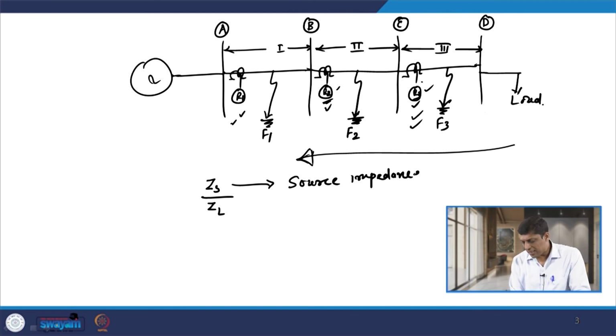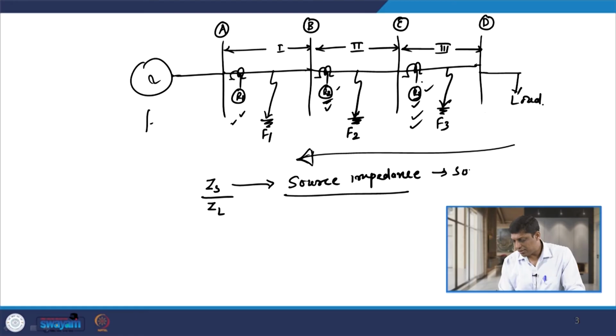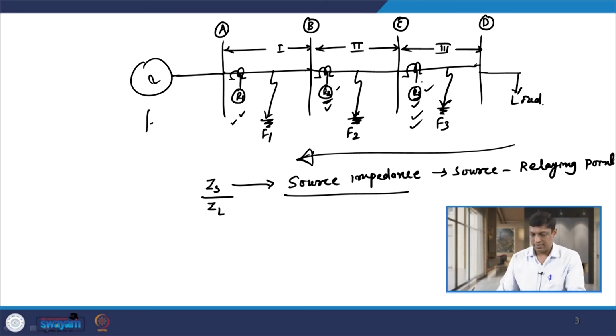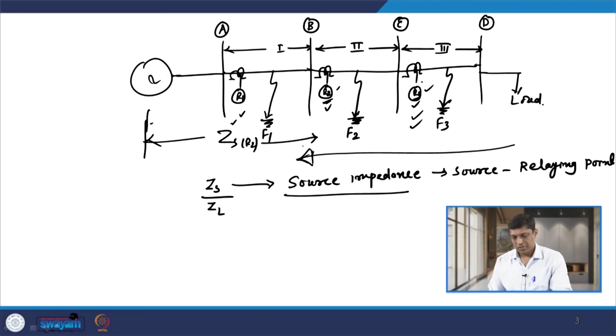So, source impedance is the impedance from the source point to the relaying point. This is the impedance between the source and the relaying point. This is the source impedance ZS. If I consider relay R2, then for relay R2 the source impedance ZS is up to this point, up to substation B.